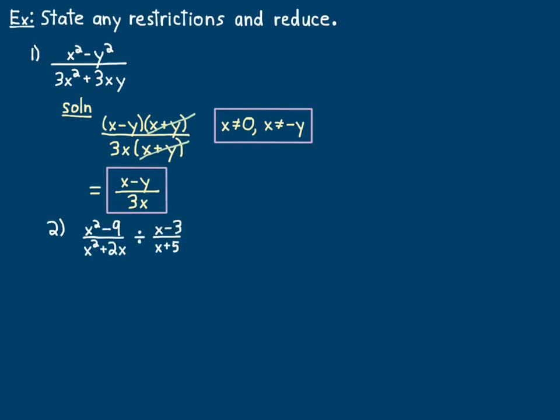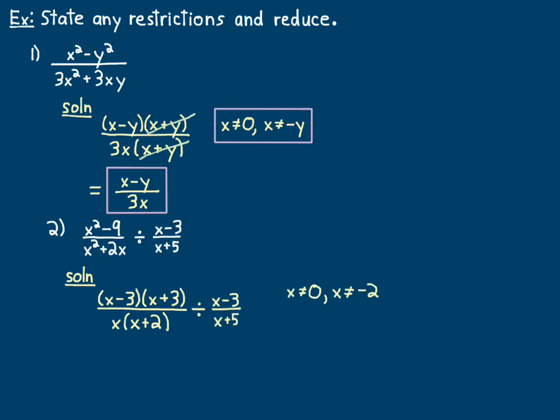Okay, example 2. X squared minus 9 over x squared plus 2x divided by x minus 3 over x plus 5. The first thing I did is I just factored the first fraction. The second fraction is already factored. So difference of two squares on top, common factor of x on the denominator, divided by... now I didn't do the reciprocal and multiply yet, and the reason is because I had to find the restrictions before I worry about simplifying anything, and that would be part of simplifying. Factoring isn't simplifying, it's just factoring. It's just writing it in a different form. It's not necessarily simpler, right?